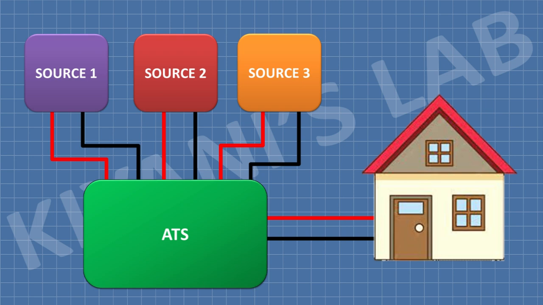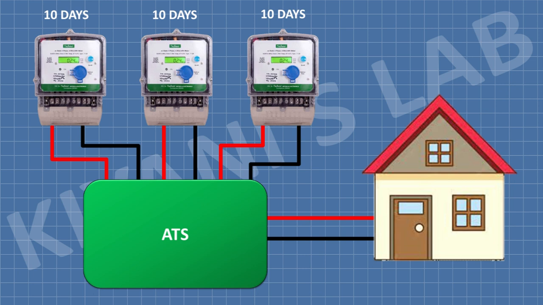First, let's see how this circuit works. The circuit has three inputs. We can connect three different energy sources to this system, such as solar energy, wind energy, generator, or main utility supply. And we can also use three different utility supplies coming from three different energy meters.